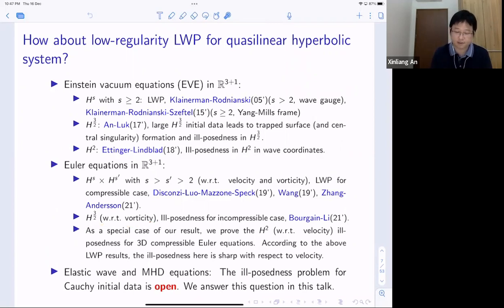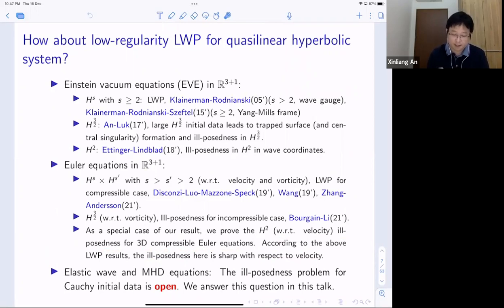As a special case of our result, for our MHD, if we let H be zero, we recover the 3D compressible Euler equation. So as a special case of our result, we proved H2 ill-posedness with respect to the velocity for the 3D compressible Euler equation. According to the above result, the ill-posedness result here will be sharp with respect to the velocity. Later I will give a picture to demonstrate the Euler scenario.